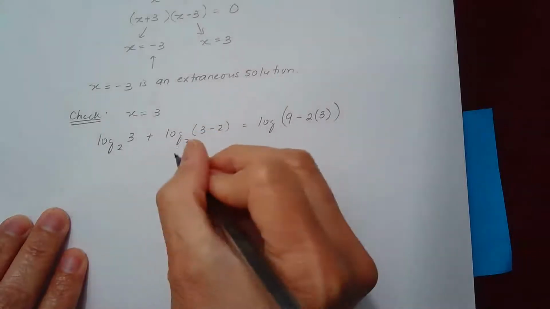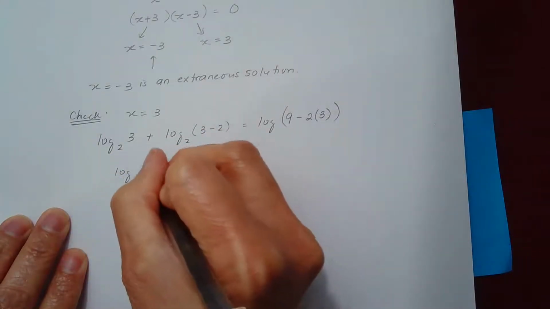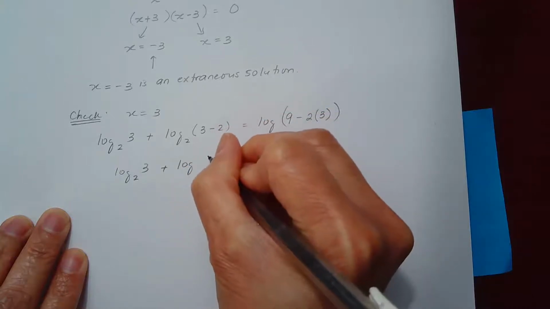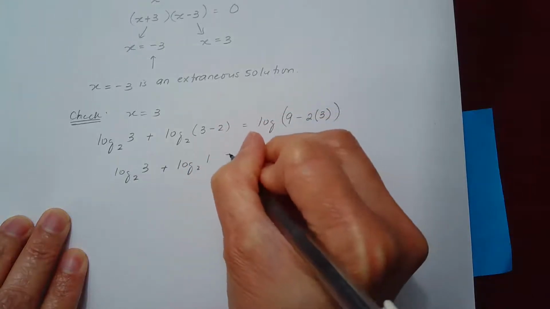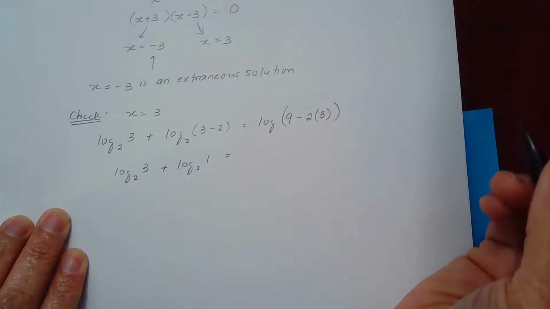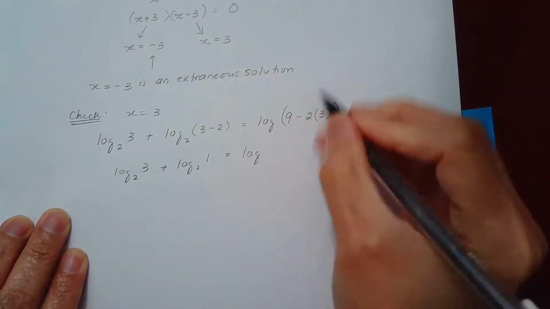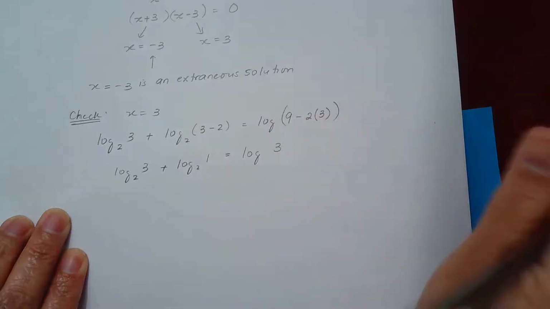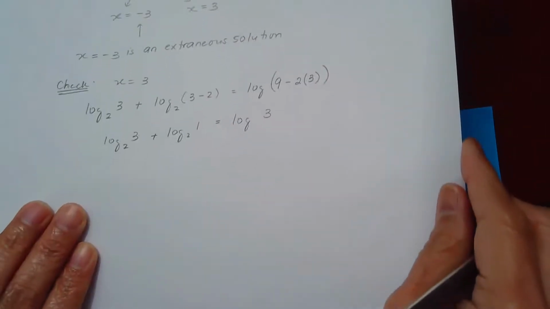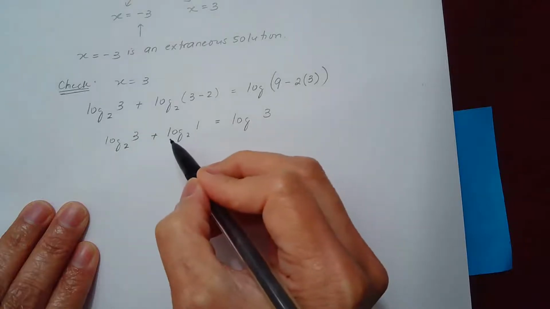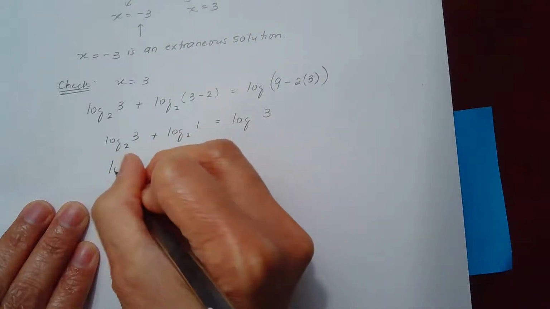Okay, so this becomes log of 3 base 2 plus log of 1. If I simplify this, log of 3. Now let's take a look. Now this part in here is going to be interesting.